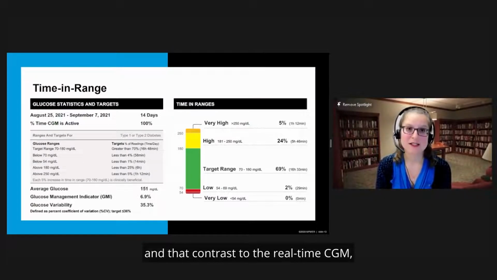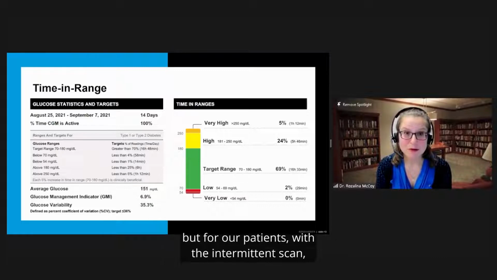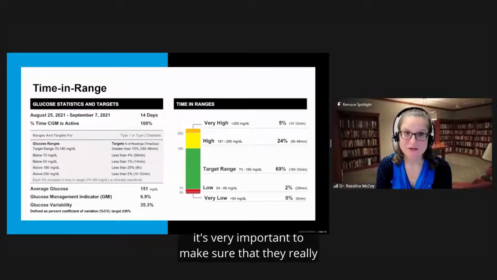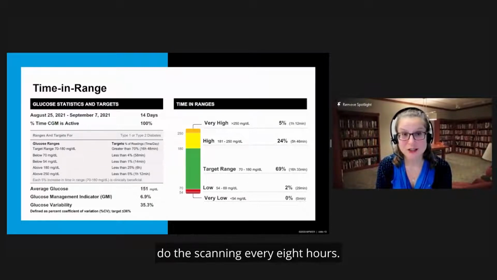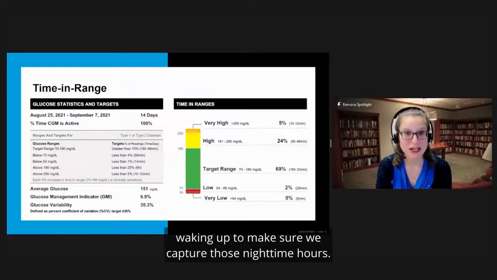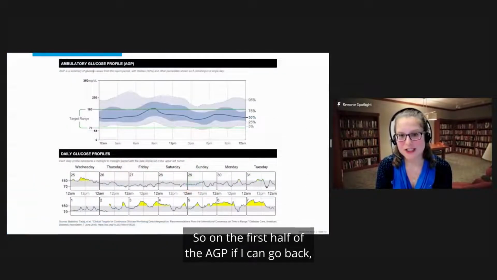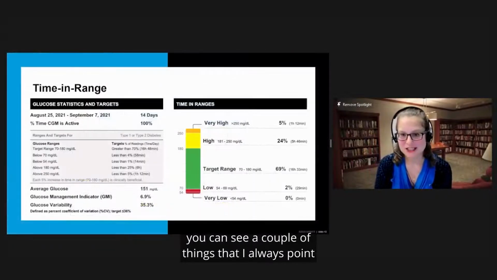That contrasts to the real-time CGM, where it just gets pushed and uploaded no matter what, and you have that information. But for our patients with an intermittent scan, it's very important to make sure that they really do the scanning every 8 hours. So that's definitely right before going to bed and right upon waking up to make sure we capture those nighttime hours.